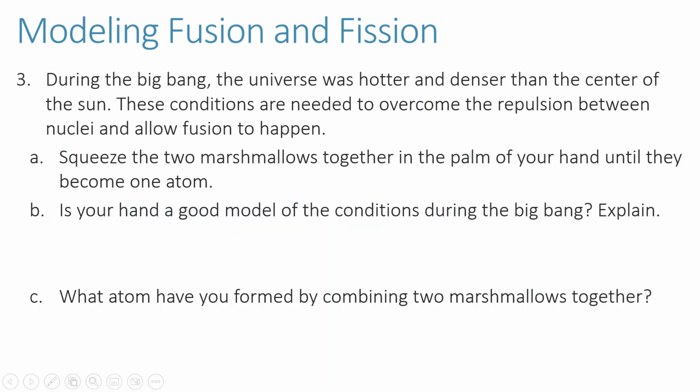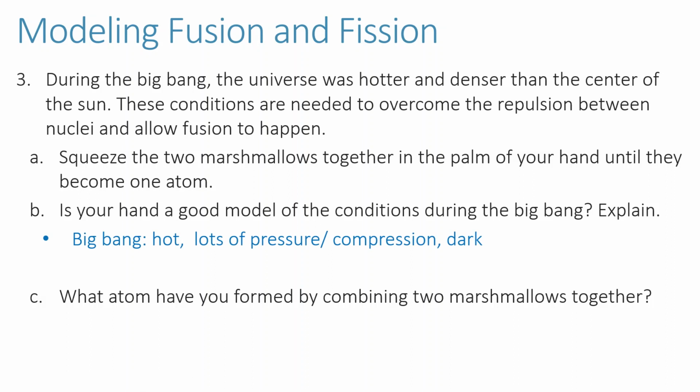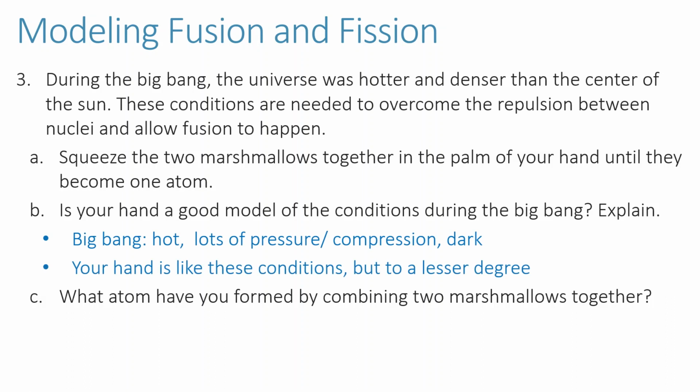During the Big Bang, the universe was hotter and denser than the center of the sun. These conditions are needed to overcome the repulsion between nuclei and allow fusion to happen. So in your hand, you squeeze together 2 marshmallows until they become 1 atom. So is your hand a good model of the conditions during the Big Bang? Well, the Big Bang was hot, there was lots of pressure/compression, and it was dark. So your hand has similar conditions, but to a much lesser degree. Obviously, your hand isn't millions of degrees hot.